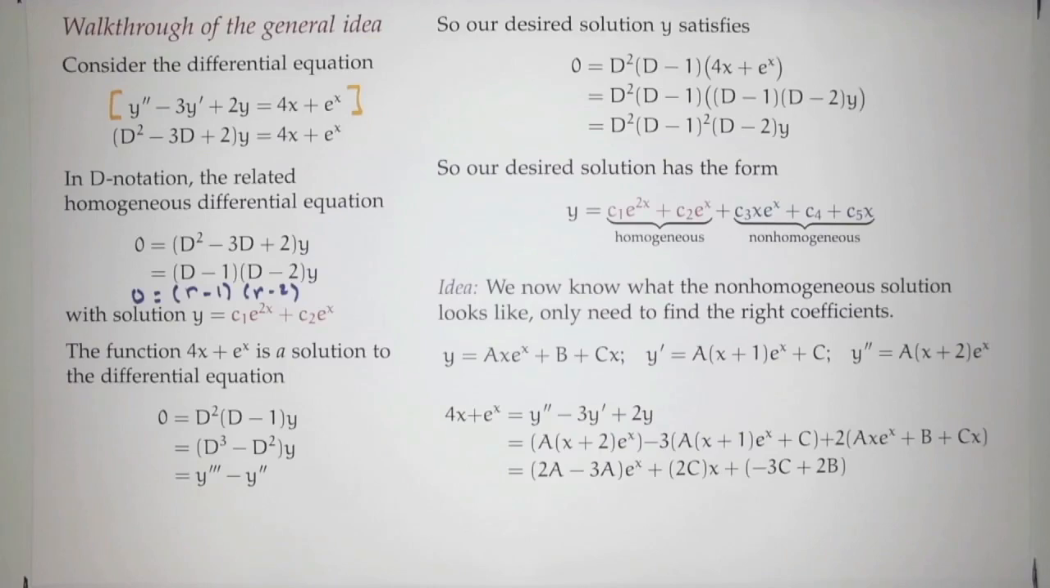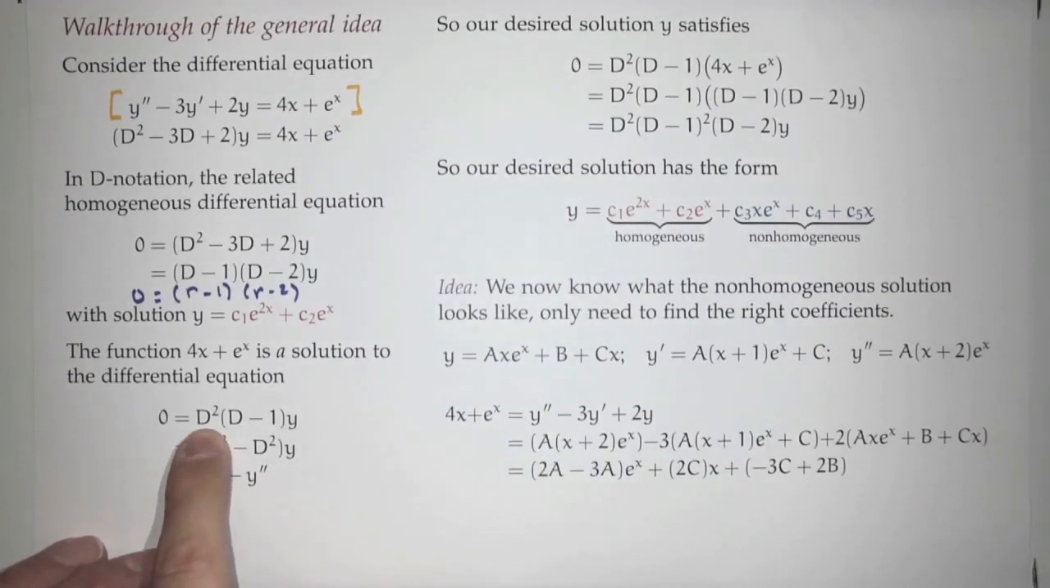So let's think about our pieces. We have 4x. What can I do to 4x, thinking in terms of derivatives, to make it 0? Two derivatives, right? If I take two derivatives of 4x, I get 0 out. So you might notice there's this part right here which says d squared. That stands for take two derivatives. So that d squared would knock the 4x out. Okay, how about e to the x?